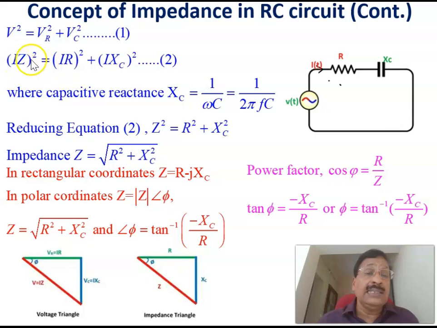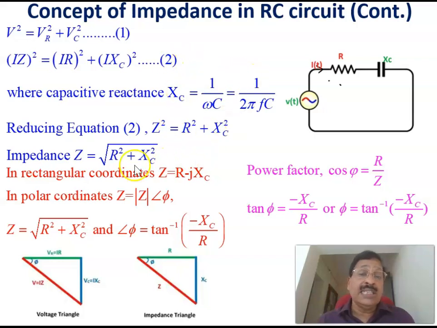Therefore, V equals I Z, where Z is called the impedance. Substituting, we get I R square plus I XC square, where XC is called the capacitive reactance. XC equals 1 by omega C, which is equal to 1 by 2 pi FC. Reducing this equation, I squared gets cancelled, so Z squared equals R square plus XC square, or Z equals root of R square plus XC square.